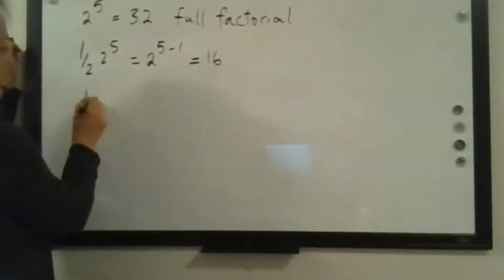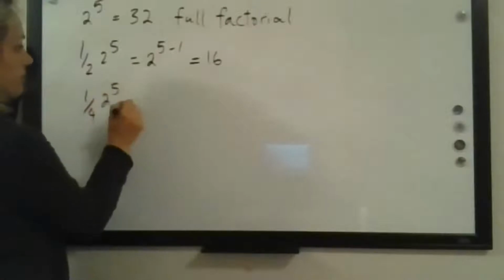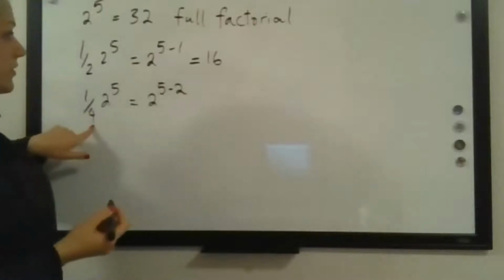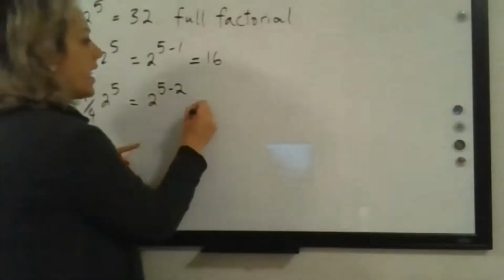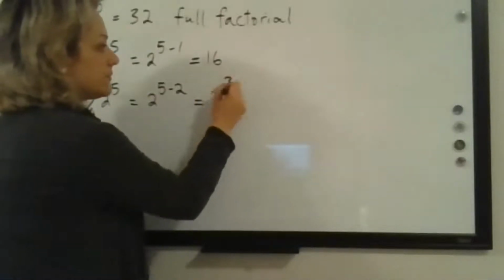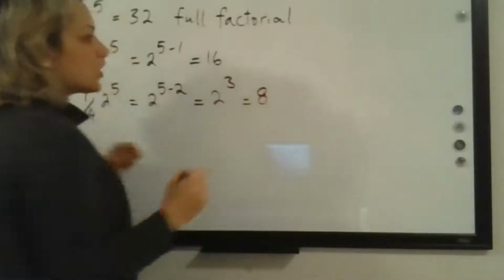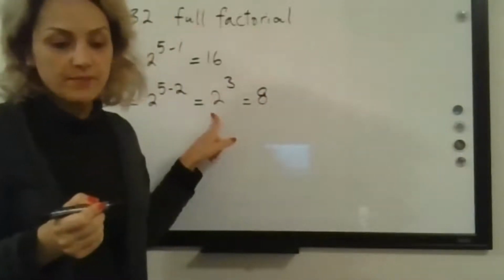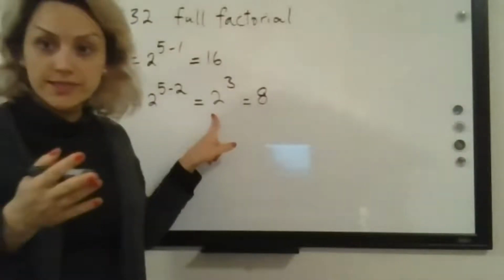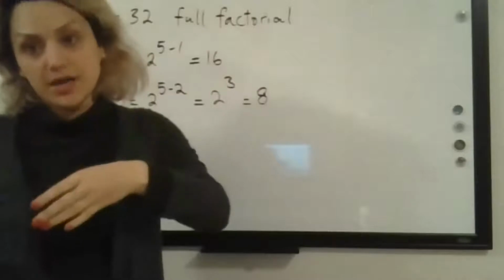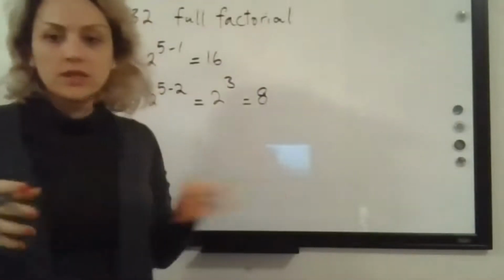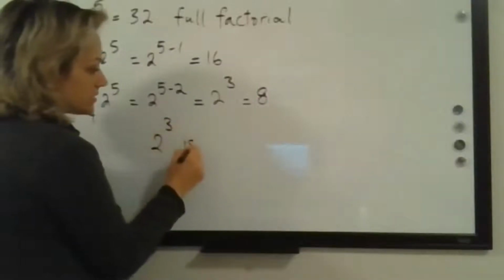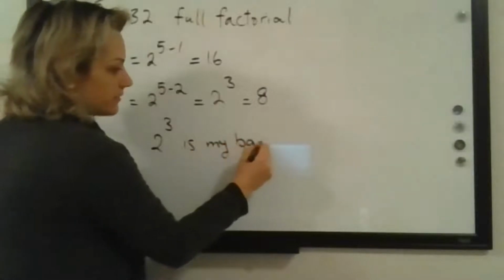And the other one is 1/4 of this 2 power 5, which is going to be 2 power 5 minus 2. Right? So it's going to be equal to 2 power 3, which is 8. So this is the 8 runs that we have. So this 2 power 3 is going to be your base design. In the 4th step, it says to use this as the base design from which to build the fractional factorial. So here 2 power 3 is my base design.